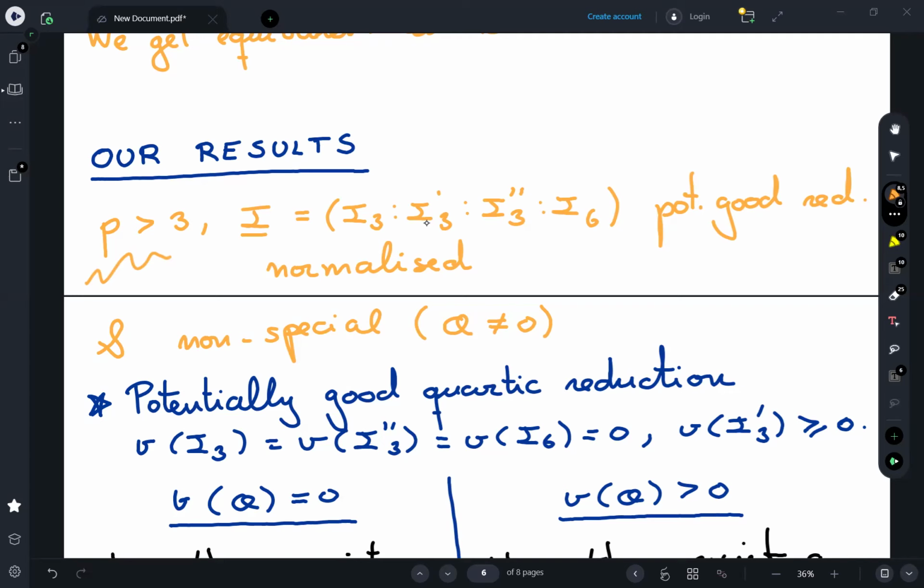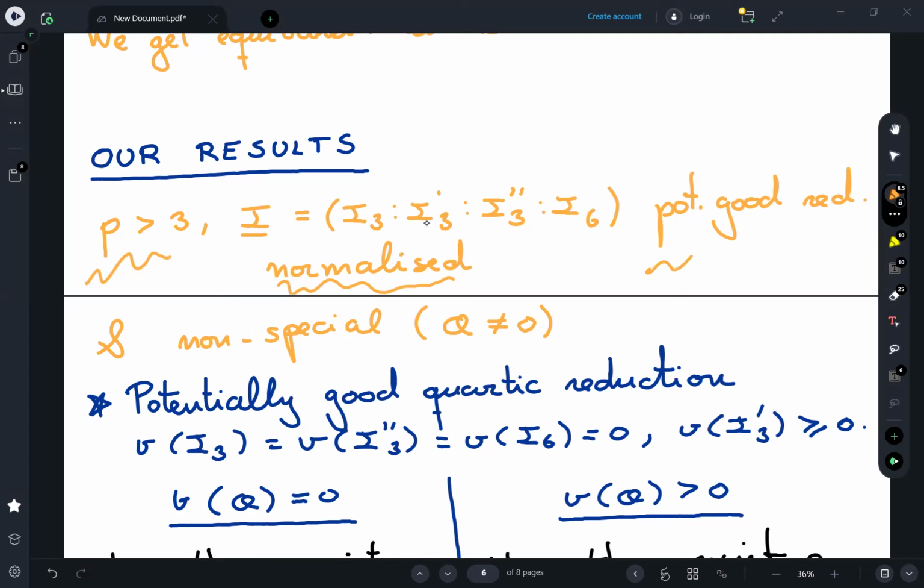We take our invariants that we assume normalized. I didn't talk about this condition, but it just means don't take all the invariants with positive valuation, because that is kind of multiplying everything by p and then you get bad things.